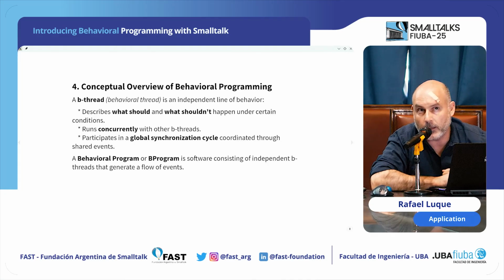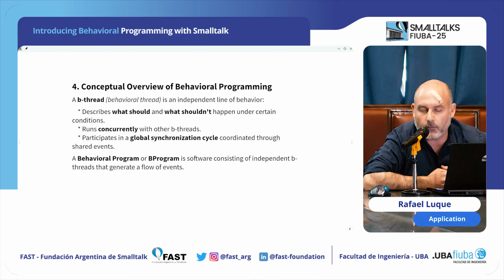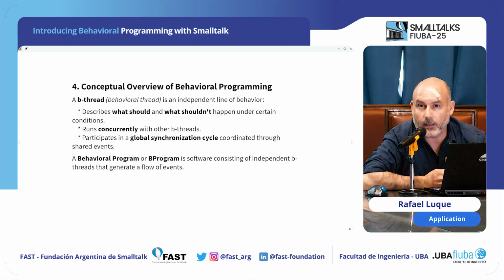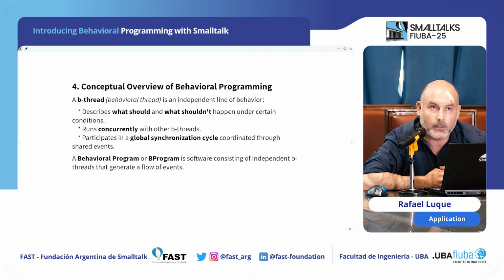They all run concurrently with other B-threads, and they are participating in a kind of synchronization loop that is coordinated through a catalog of common events shared between these B-threads. And another definition: a behavioral program, or B-program, is simply software that is using BP, so it consists of a set of independent B-threads. The collaboration between these B-threads is what generates the flow of events of the program.